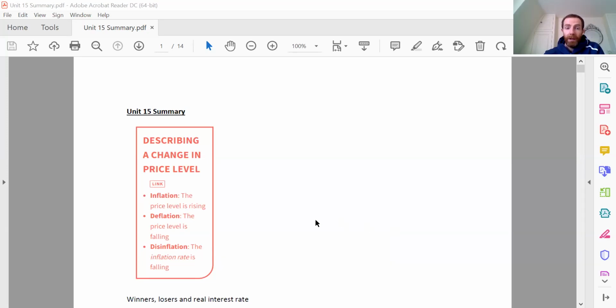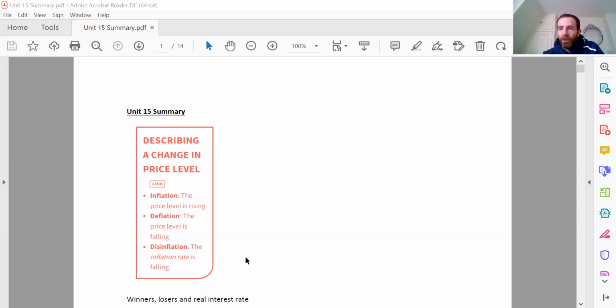So just to begin with a little bit of terminology. What do we mean by inflation? We just mean that the general price level is increasing. And then deflation just means the opposite, that the general price level is falling. Now, a third term that it's important to be familiar with is disinflation. And that just means that although inflation is carrying on, the price level is rising, it is not rising as fast as it was previously.